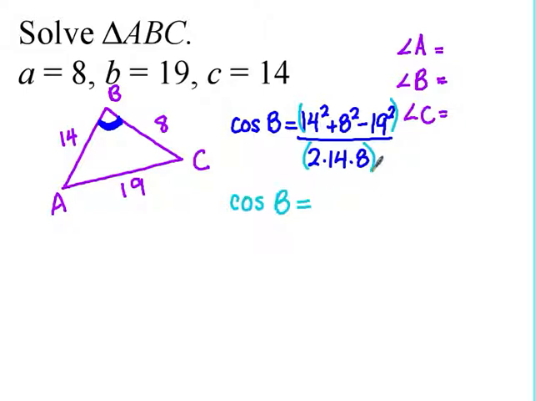What did we get? Negative, I got 3.45. Now, remember what I said, we always start with the largest angle. So now how do we find the individual angle B? What do we do? Inverse cosine. So you're going to take the inverse cosine of that number.